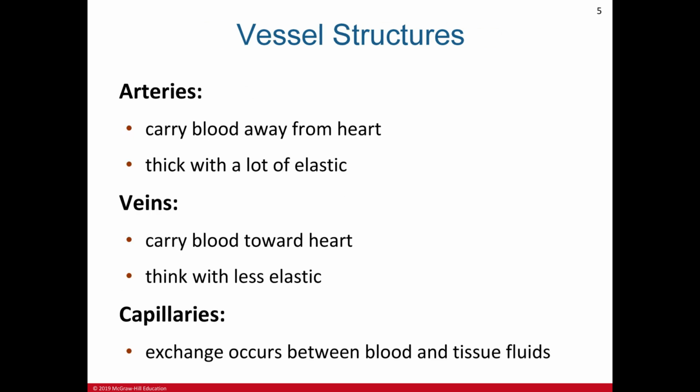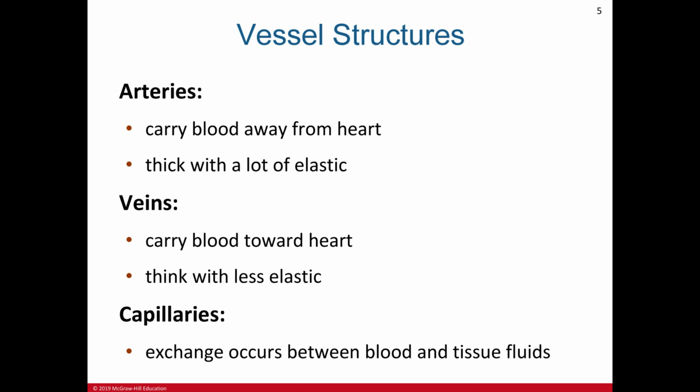So the vessel structure is divided into three. We have the arteries, the veins, and the capillaries. If you will discuss this in your laboratory, you have to differentiate the three of them according to their structure that you will be seeing under the microscope. And then you will see that arteries are thick with a lot of elastic connective tissue and veins are thin with less elastic connective tissue. Further on in this discussion, we will discuss different layers of the arteries, veins, and capillaries.